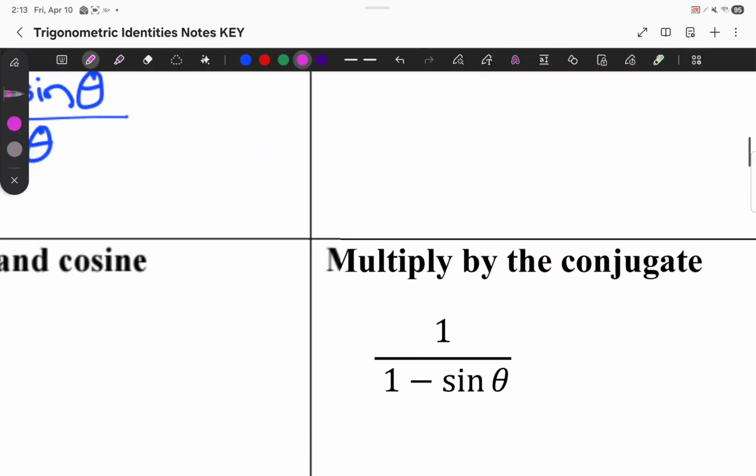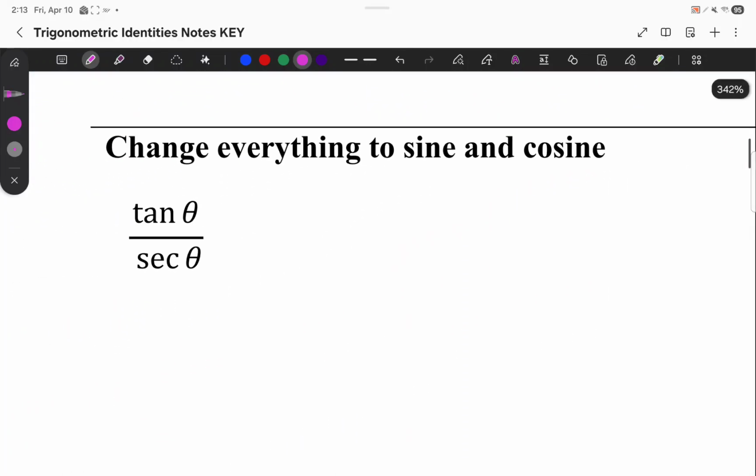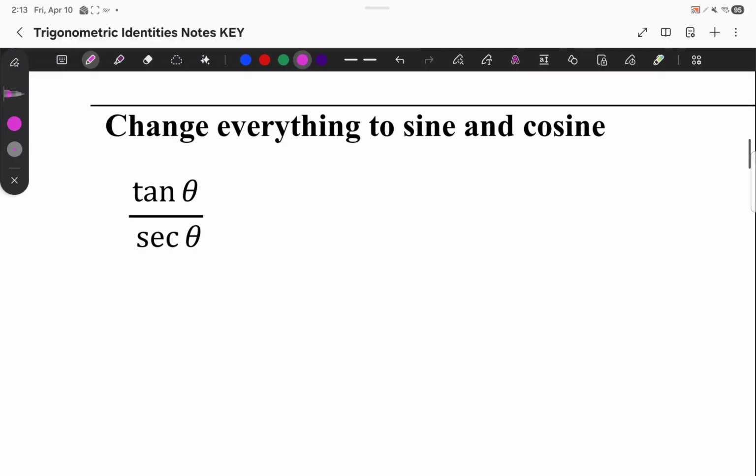Okay. Third technique. Change everything to sine and cosine. Basically, this means anywhere you see a tan or a cotan, can you instead write it in terms of sine and cosine? The way I would do this one, I would maybe rewrite the division or just write it as a multiplication problem. But let's rewrite as division first. So this is tan theta divided by secant theta, right?